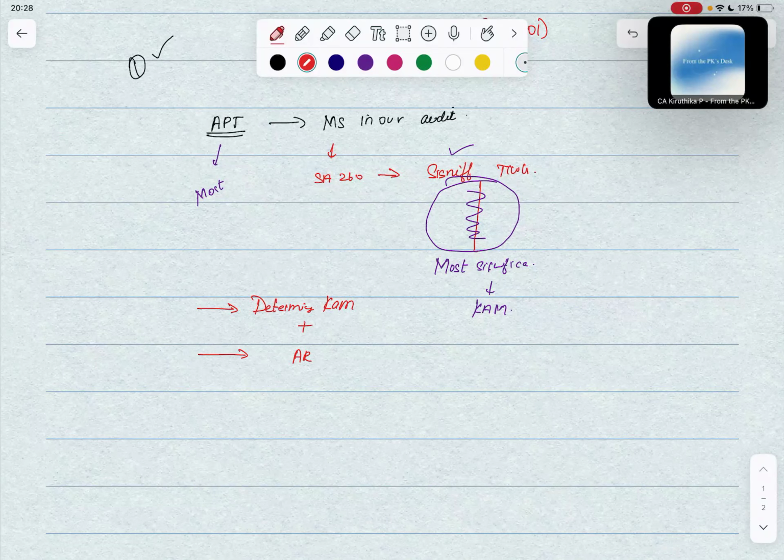Now for sure, you will have a question. We have also discussed already that the users of financial statements should know that these are the areas which were more significant to the auditors in their audit. But why should the users know?